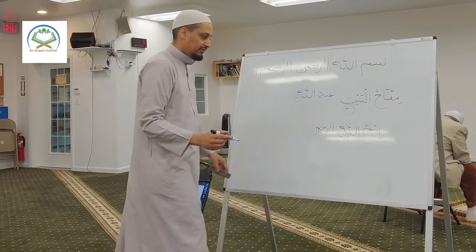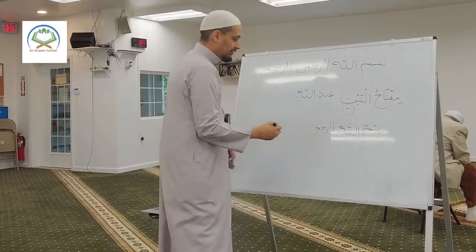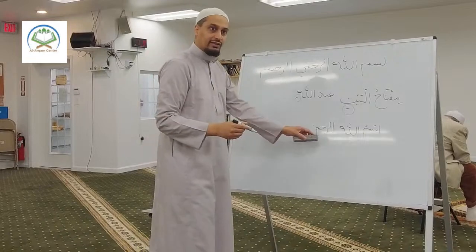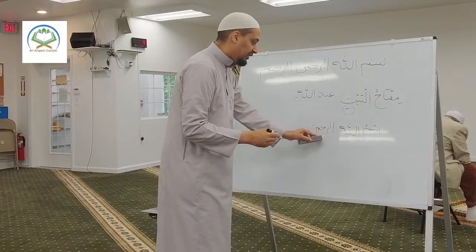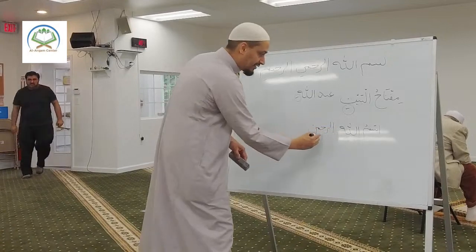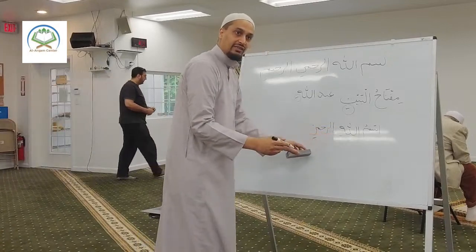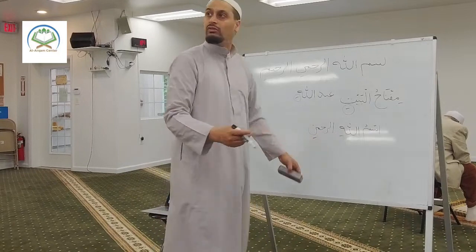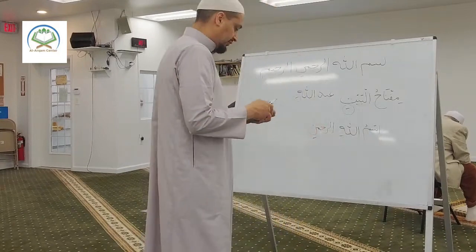And then if I put Ar-Rahman, this is Ismullah here. So this would be Ismullahir Rahmani, because who is compassionate, the most compassionate. Ar-Rahman. That's one thing.